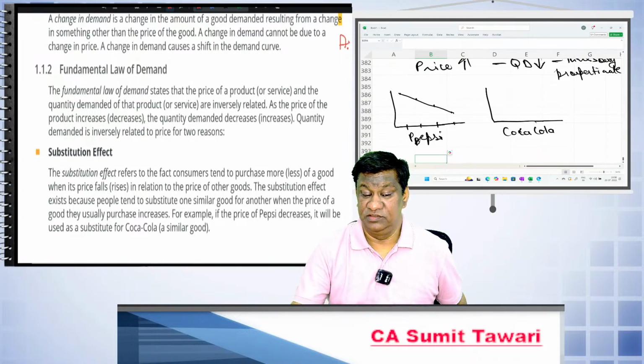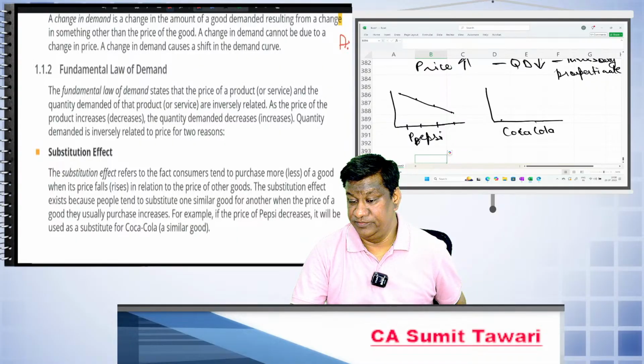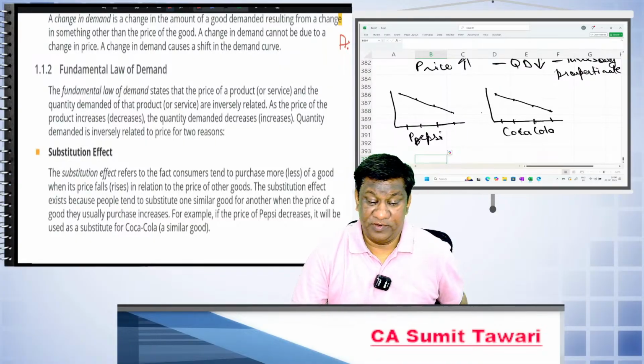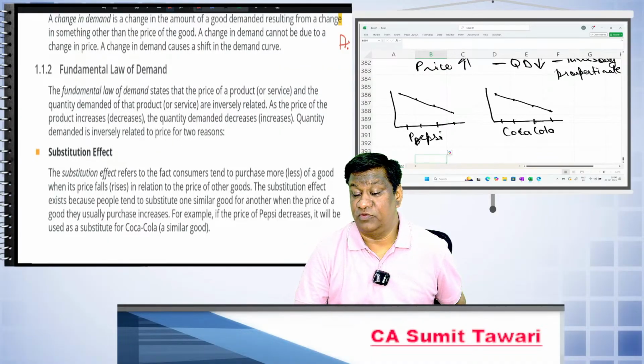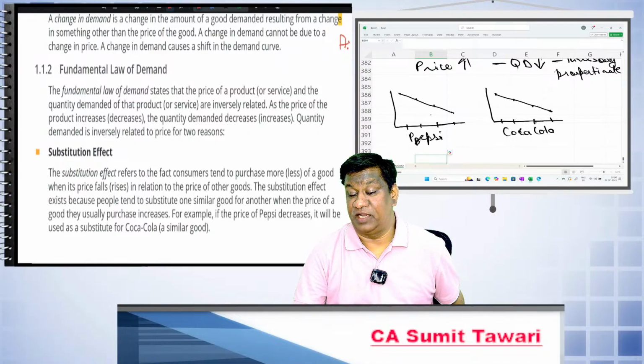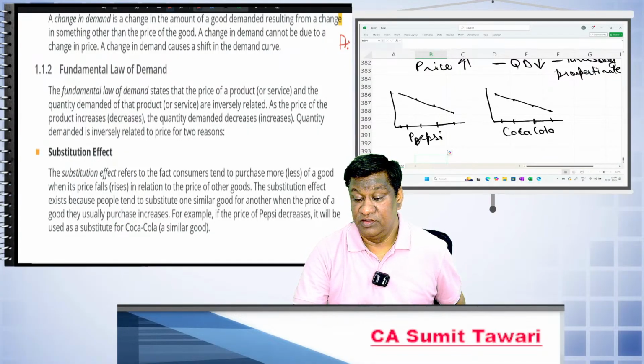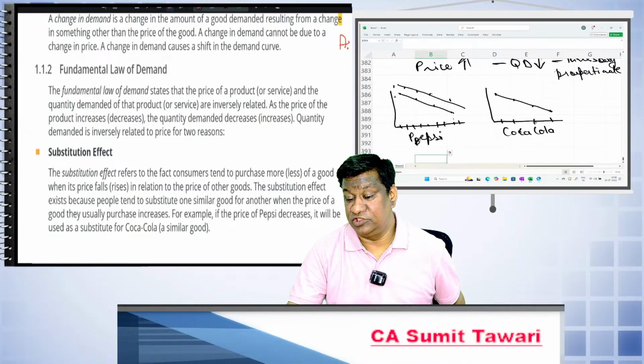This is the original situation, and in the case of Coca-Cola also. Now what happened? The price of Pepsi gets decreased. So if the price gets decreased, then this is the quantity, or the quantity may increase. This one, this is the quantity, this one, this is the quantity. So the demand curve shifts to the right.